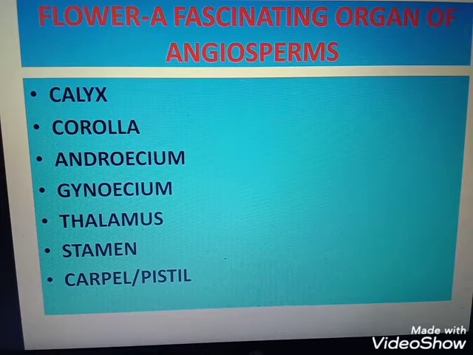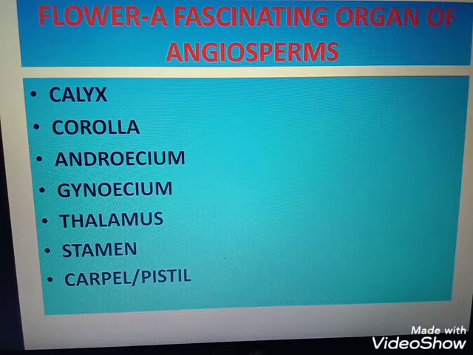The generative cell is smaller and floats in the cytoplasm of the vegetative cell. Again, I am repeating: the vegetative cell is big and has the property to reserve food materials. The generative cell is smaller and floats in the cytoplasm of the vegetative cell. It gives rise to two male gametes.